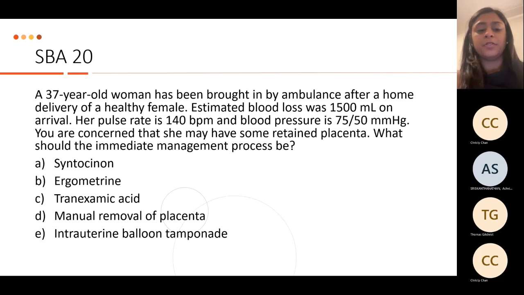So we've got a 37-year-old who's been brought in by ambulance after a home delivery of a healthy female. EBL at home was 1.5 litres and her pulse rate's 140, blood pressure of 75 over 50. You're concerned she may have some retained placenta. So what would be your immediate management process?